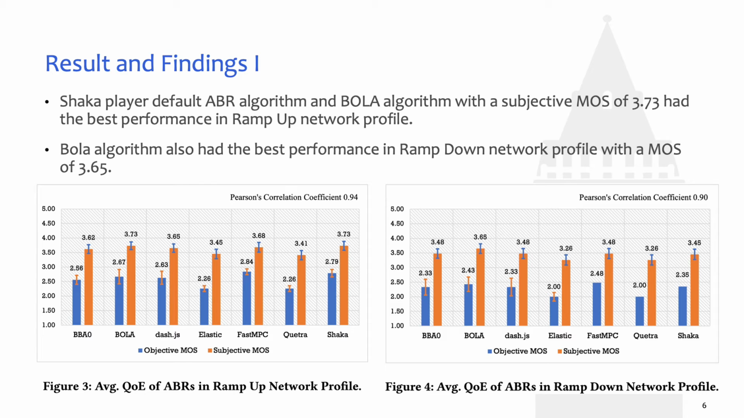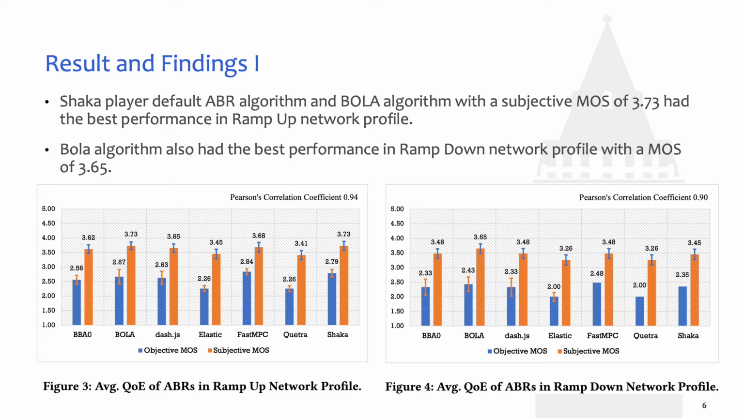After calculation of the objective MOS, or mean opinion scores, using the ITU-T P.1203 quality model, we have also conducted the subjective evaluations. The results and findings are presented in this slide and also in the next slide. Here you can see both subjective and objective evaluation results. Blue columns represent the objective MOS and the orange columns represent the subjective MOS.